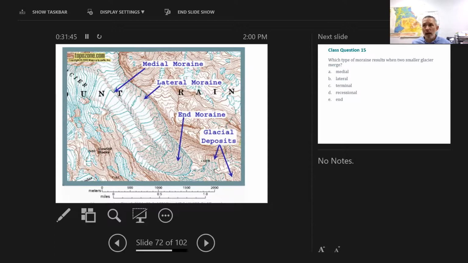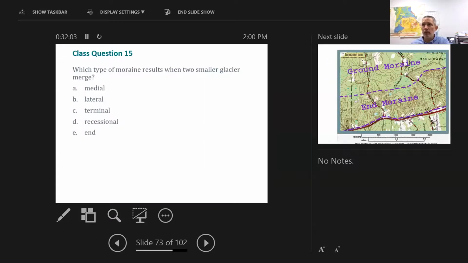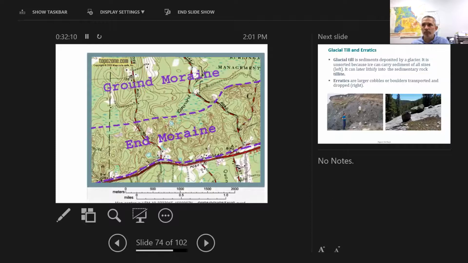Here's a topographic map looking at this glacier. And if I found a diamond right here, I can actually figure out where I want to go back and find that diamond. I can forget about this whole section if they're looking at these different moraines. What type of moraine results from two smaller glaciers merging? That would be a medial moraine.